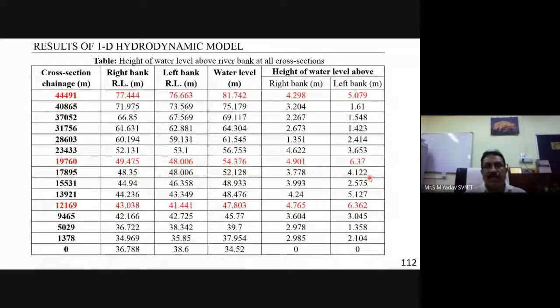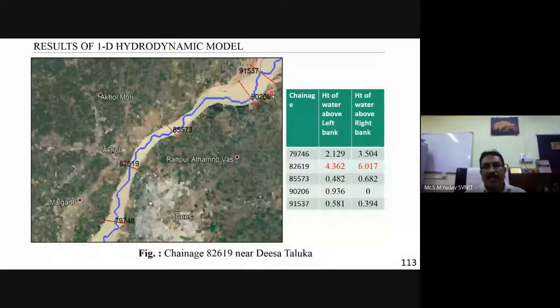This is a river, and these are the chainages. You can see the chainages marked over here, and over the left bank and right bank, these are the villages, and over these villages, this is the depth of water that has been worked out on either bank of the river from the 1D model.